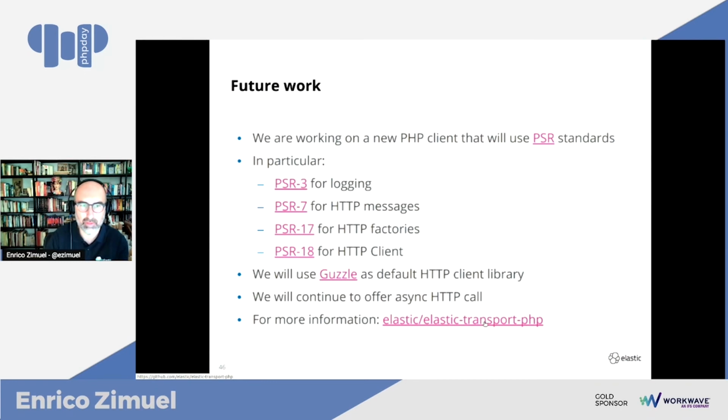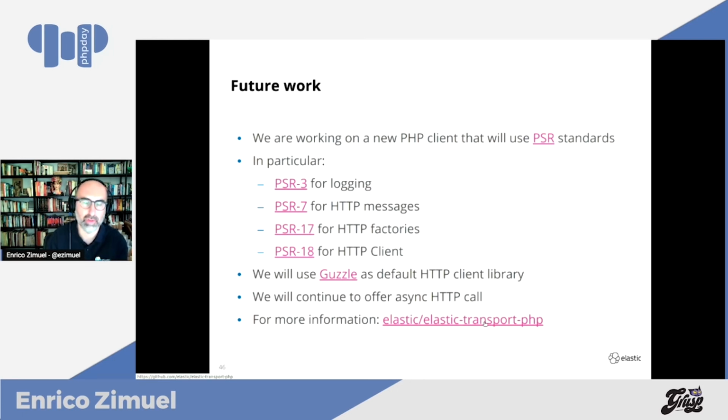I just want to give you 2 minutes talking about the future of the client, because we are working to refactor the client using PSR standards. Right now we just use PSR 3 for logging. We want to use PSR 7, 17, and 18 for leveraging the PSR standards for HTTP message, HTTP factory, and HTTP clients. We will use any PSR 18 HTTP client. By default, we use Guzzle, but if you want to use another HTTP client, you can just specify it when you create the client builder. And of course, we will continue to offer asynchronous operation.